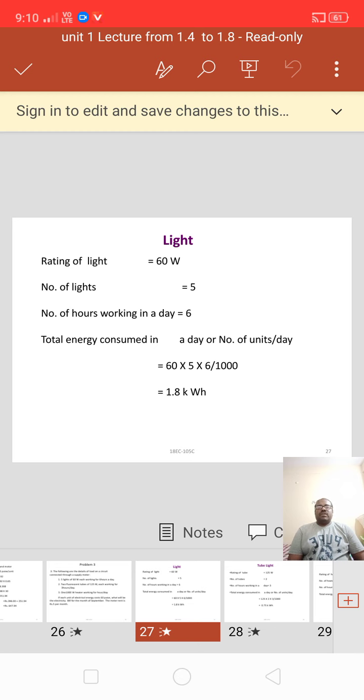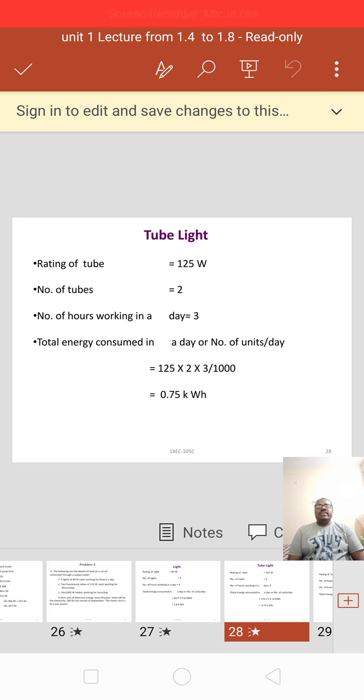Now solution for the problem. Light, rating of light equal to 60 watt, number of lights used is 5, number of hours working in a day 6, total energy consumed in a day, or number of units per day, equal to 60 into 5 into 6 by 1000, that is 1.8 kilowatt hour.